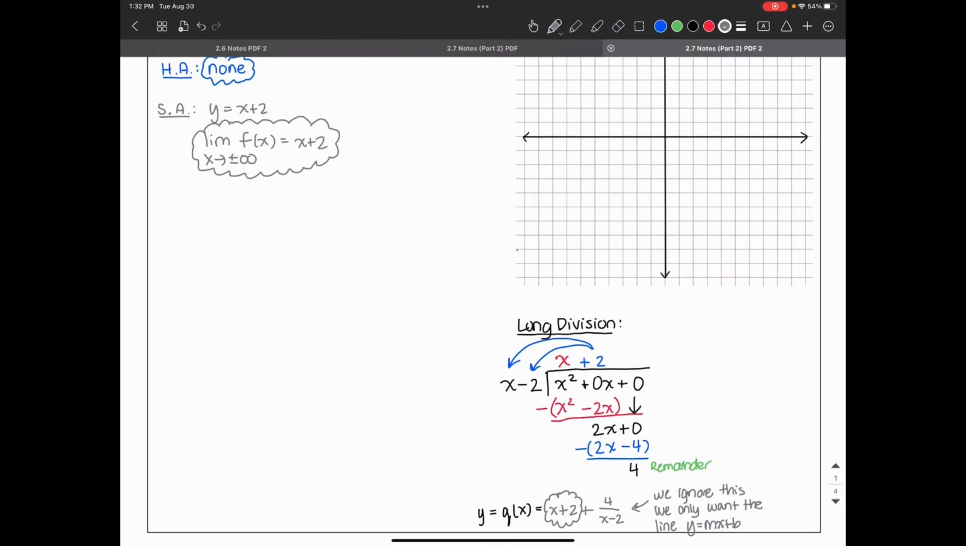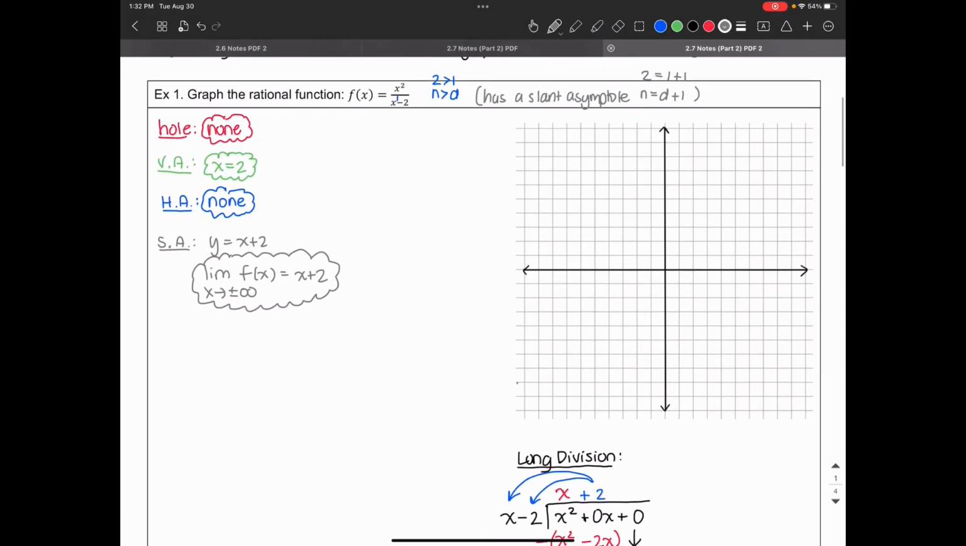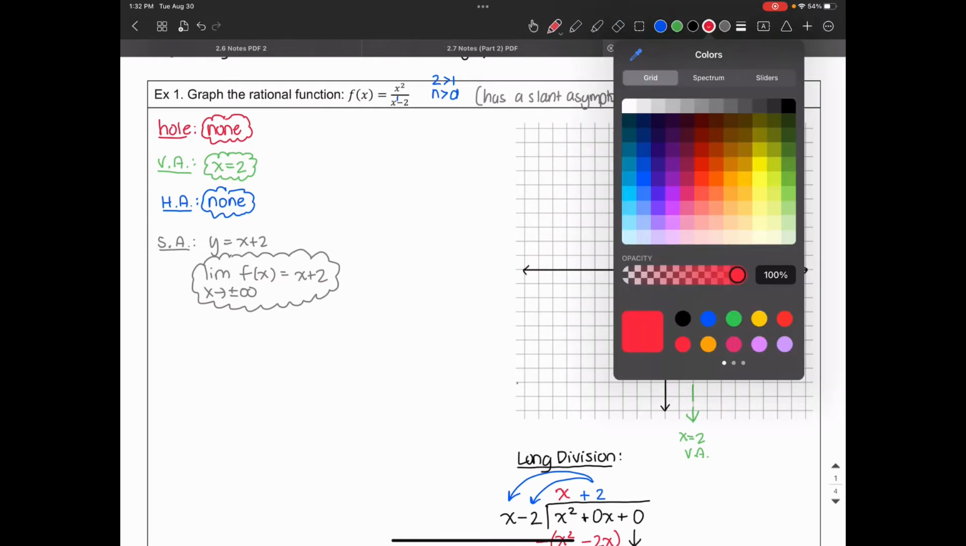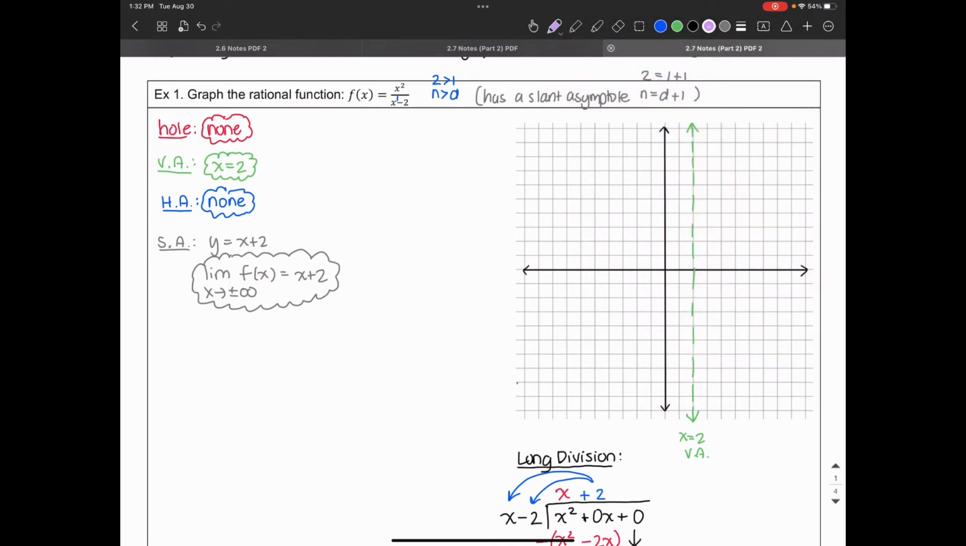All right. I'm going to start graphing these things that I have. I don't have a hole. I have x equals 2 as my vertical asymptote, so I'm going to put that in. Okay, this is x equals 2, my vertical asymptote. Then, what did I forget? I forgot that I was supposed to see if I had a y-intercept and if I had an x-intercept.